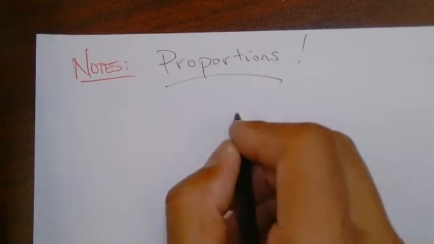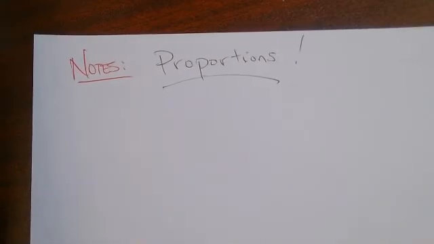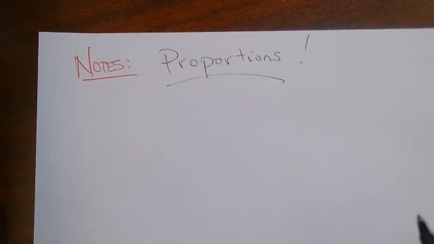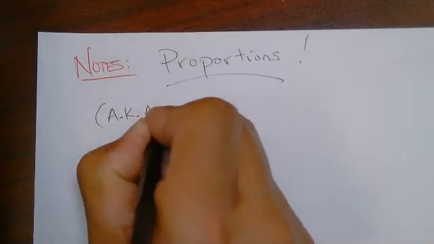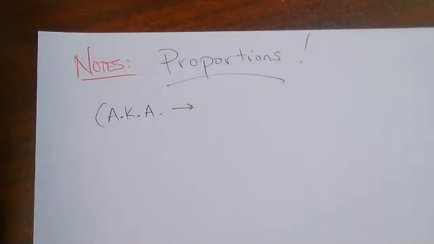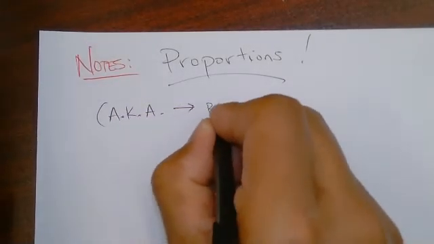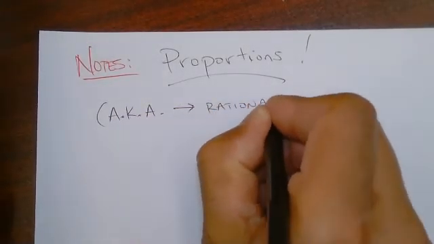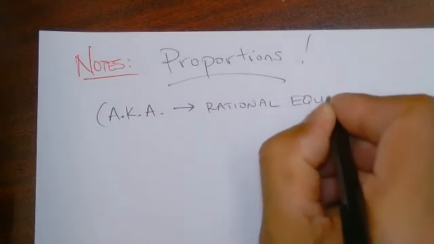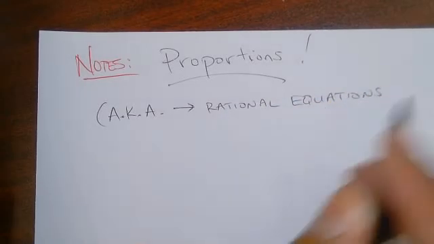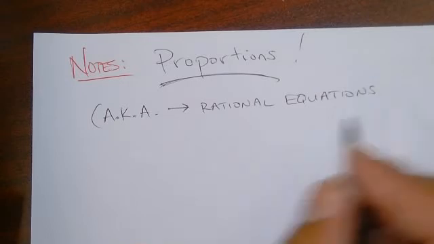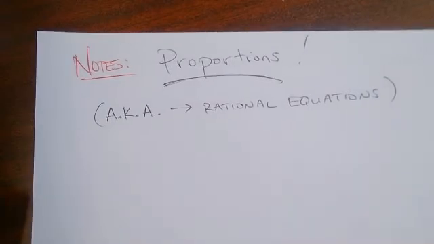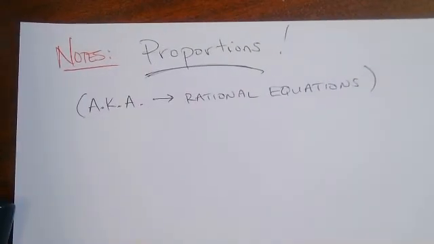They're also known as rational equations. But some of these are not necessarily proportions. But again, you'll sometimes find it under that labeling, that name, rational equations.